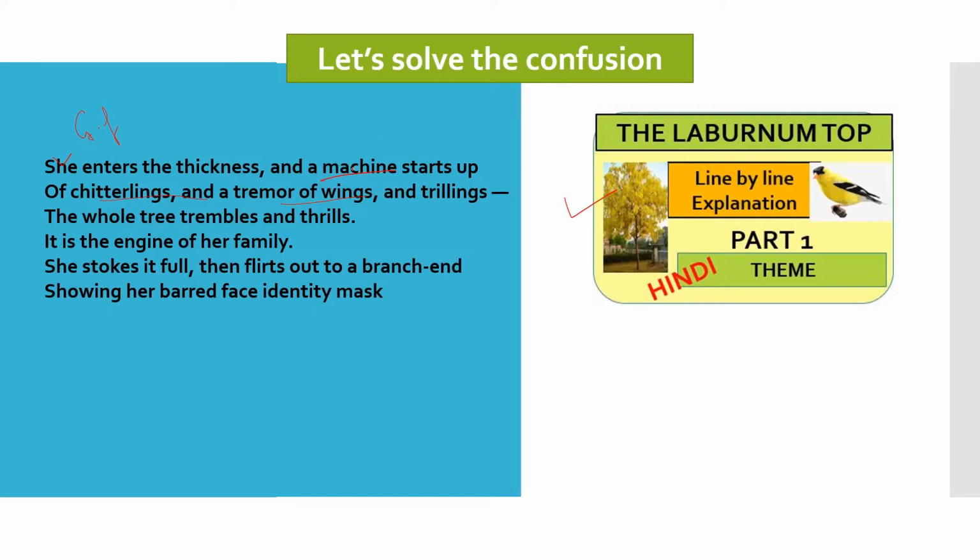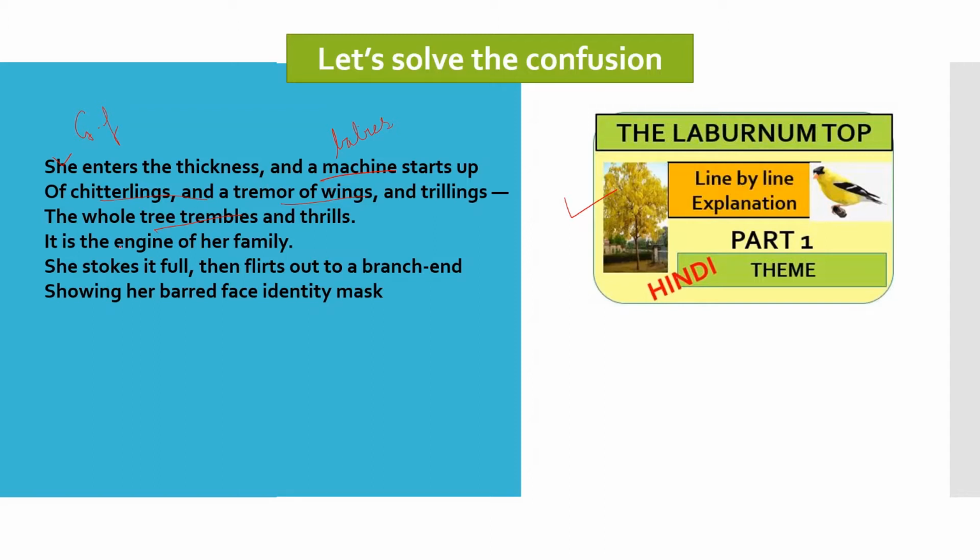They have started flapping their wings, so they are very happy because their mother has entered. So that means the machine starts up here. It is referred to the babies. So it is very obvious. So machine, here it is referring to babies in the nest. Now, along with that, what's happening? The whole tree trembles. So this is along with the babies. This is accompanying. So the tree is secondary to the babies. So this is the machine part.